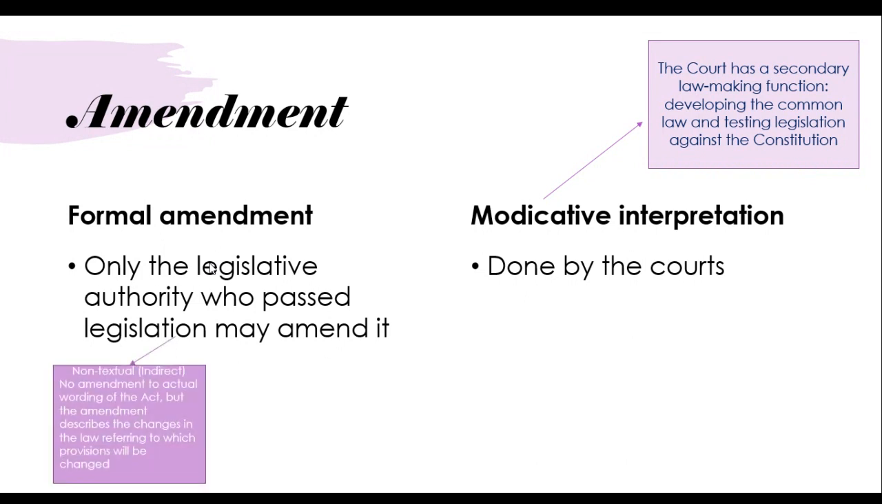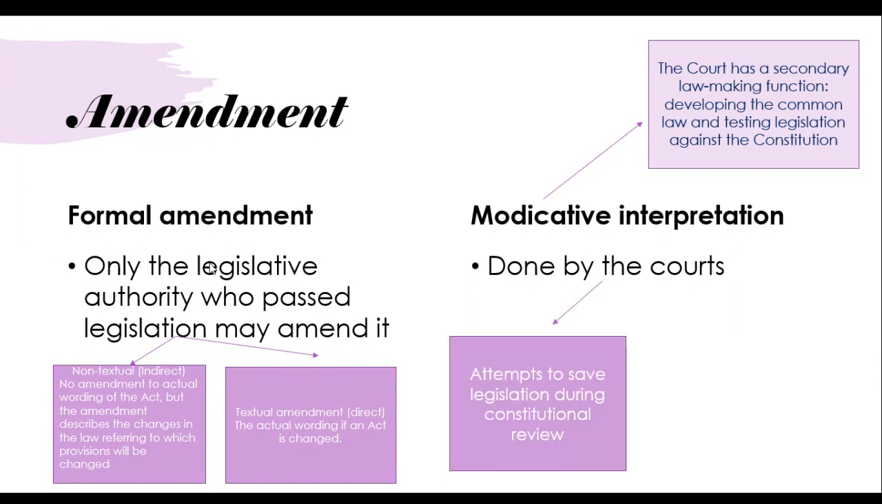So how does the legislative authority change or amend legislation? There are two ways of doing it: non-textual or indirect, when the wording in the legislation is not actually changed, but the amendment describes changes in the law referring to which provisions will be changed. Or there can be a textual amendment. That's a direct way of amending it, where the words of an act are changed. Some words are taken out and other words are put in their place.